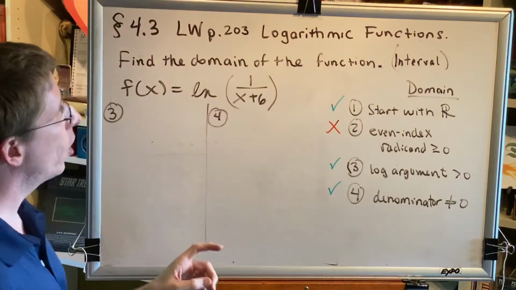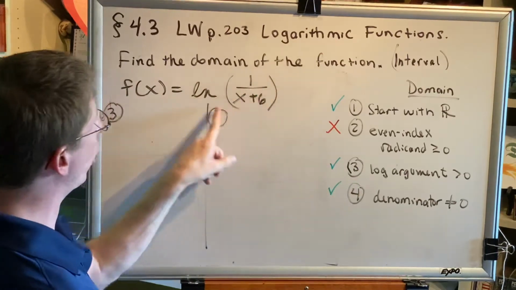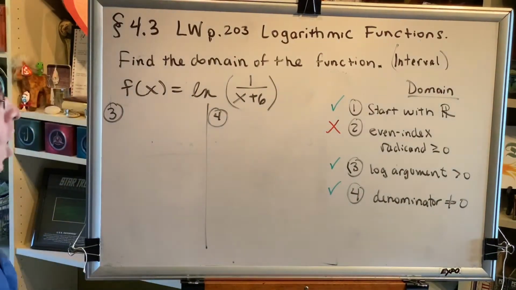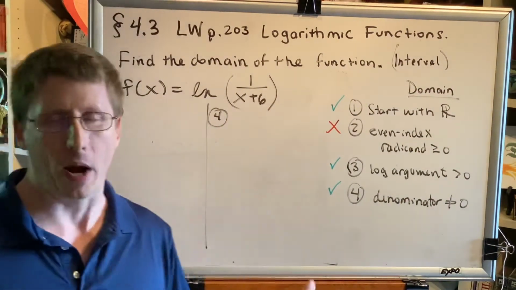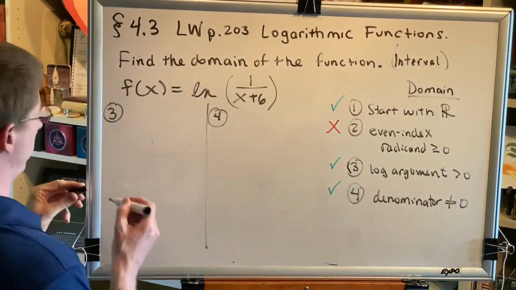In this problem, we notice there are no even index radicals, but there is a log argument, which is the whole fraction, and that fraction, of course, has a denominator. All right, so let's go through the steps together. Step 1, start with all real numbers. Great, we have all real numbers. Step 2, we skip. Step 3, log argument greater than 0.